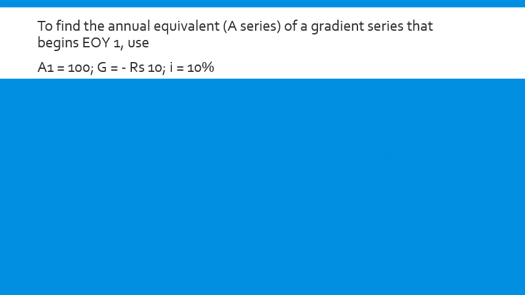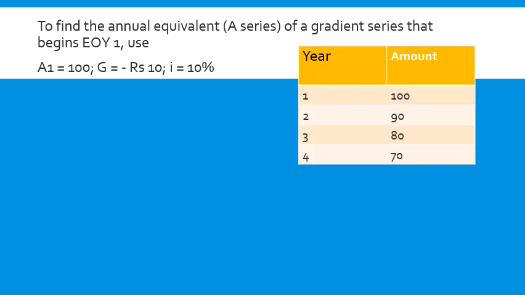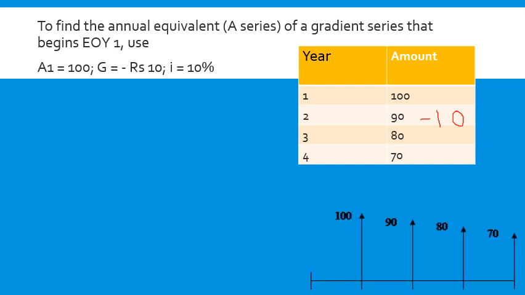Next, we shall solve the second problem in the same way, to find the annual equivalent series of a gradient series that begins at EOY 1. This is the problem. In the first year I have rupees 100, in the second year 90, in the third year 80, in the fourth year 70. What is happening here? Every year money is getting decreased by rupees 10. This is a decreasing gradient example. In the previous example it was an increasing gradient. This is a decreasing gradient example, and this is how the cash flow diagram appears.